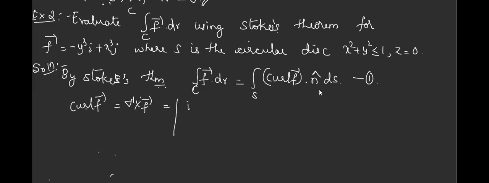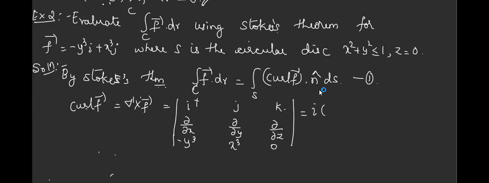What are the elements? i, j, k. Second row. Third row. Tell me the third row. Minus y cube, x cube and 0. Very good. There is no k coefficient, so it should be taken as 0. Let us see. Again expand it. Plus, minus, plus. Leave the row and the column.